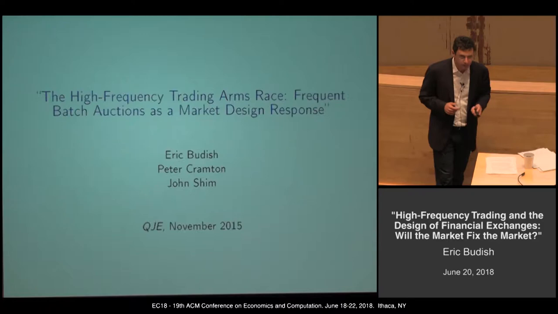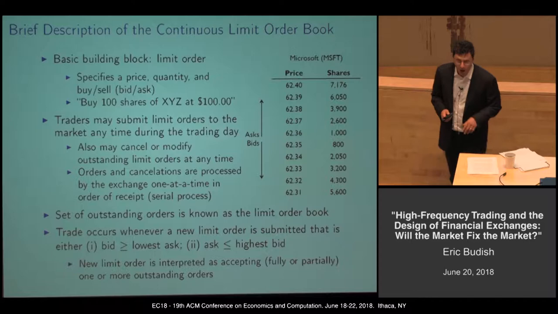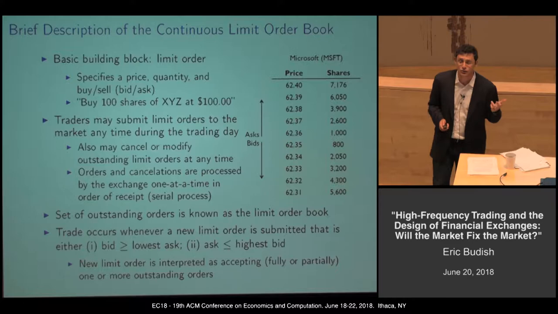So first, just so we're all on the same page, one slide on what is the current market design. It's called the Continuous Limit Order Book. The basic building block is a limit order. It specifies a price, quantity, and a direction. And traders can submit limit orders to the market at any moment in time during the day. They can cancel orders at any moment in time during the day.